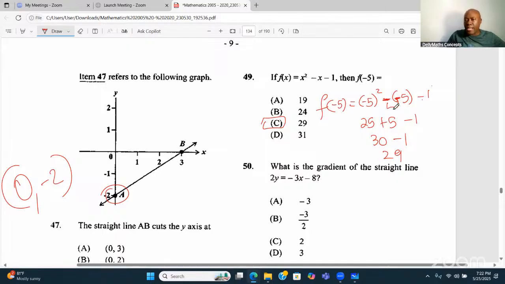This becomes positive, right? So be careful with that. It was there to trick people, and a lot of people really pick 19. The answer is 29. So be careful there as you go through.